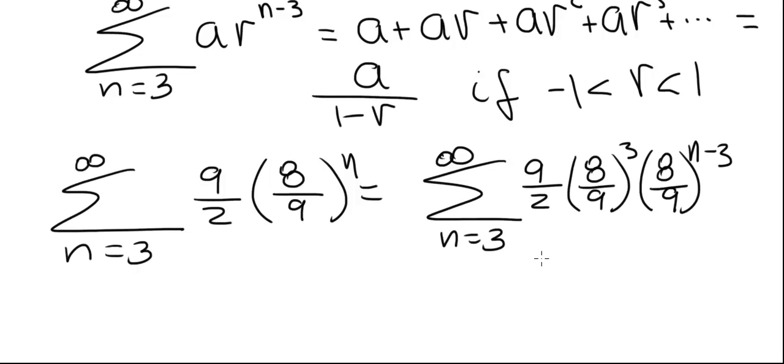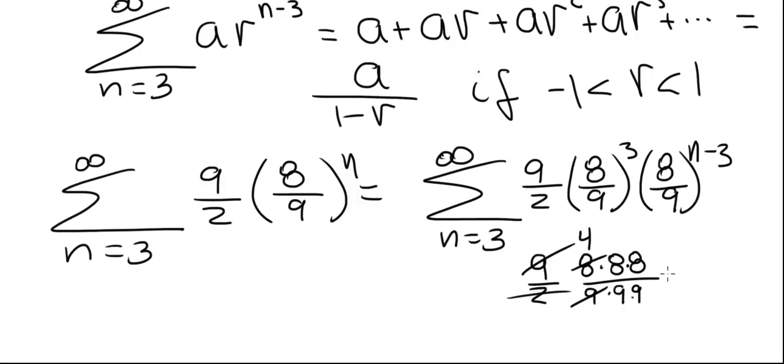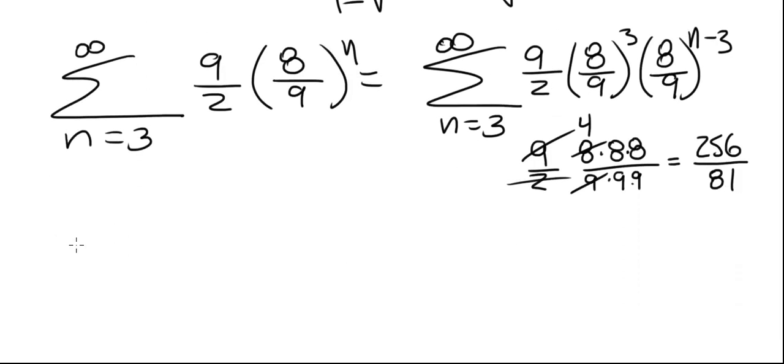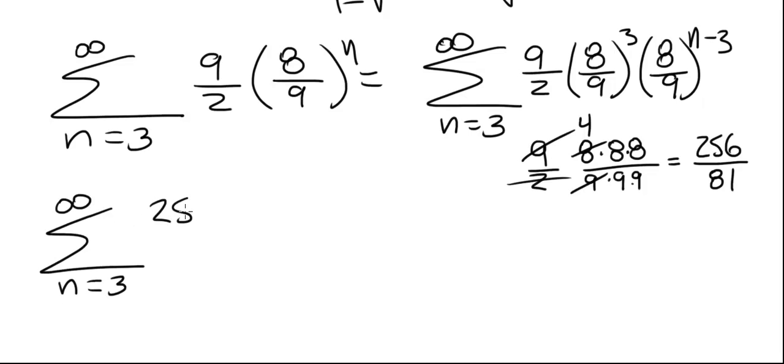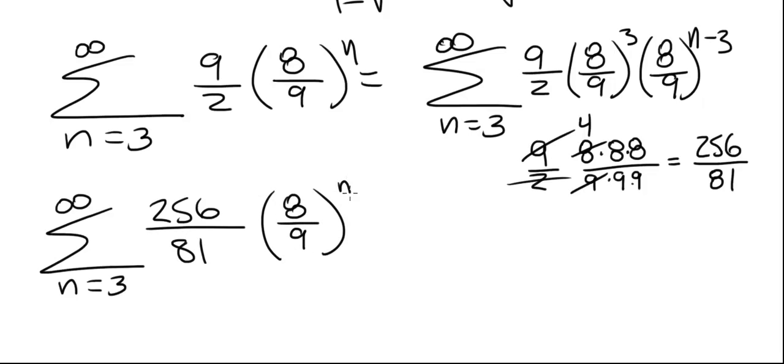And now we have to simplify. If I take 9 halves and then 8 over 9 cubed, that's 8 times 8 times 8 divided by 9 times 9 times 9. So we can cancel one of the 9's here, and 2 and 8 gives a 4. 8 times 8 is 64. 64 times 4 is 256. So this is 256 divided by 81. Therefore, in standard form, our series looks like this. The summation from 3 to infinity of 256 divided by 81 times 8 over 9 to the n minus 3 power.